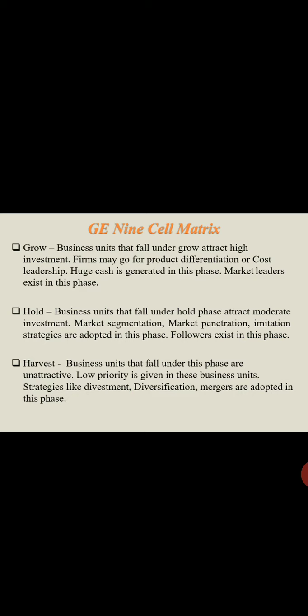The GE 9 cell matrix has 3 different slots: grow, hold, harvest. If we talk about grow, business units that fall under grow attract high investments. Firms may go for product differentiation or cost leadership. Huge cash is generated in this phase, where market leaders exist.